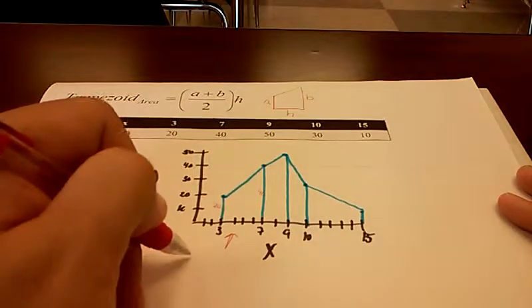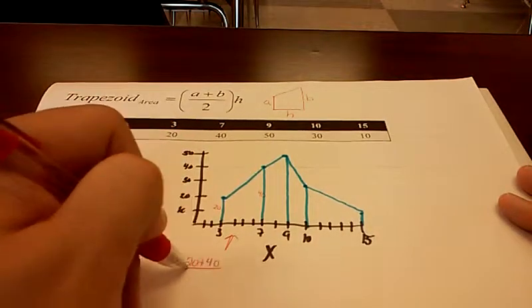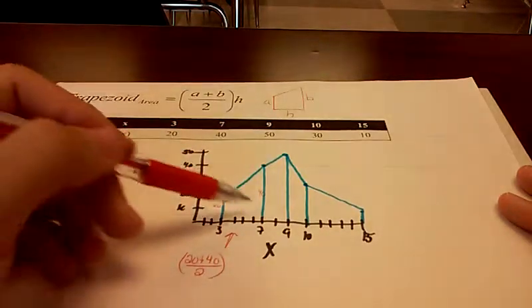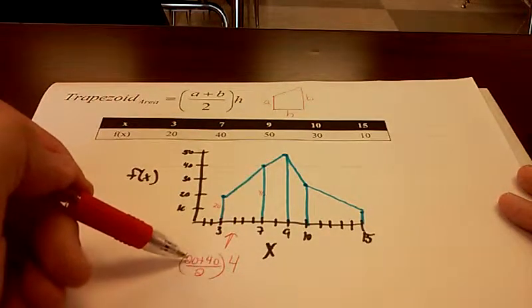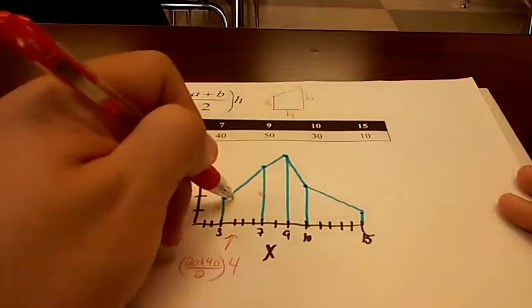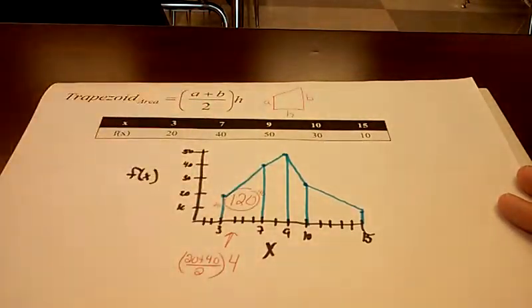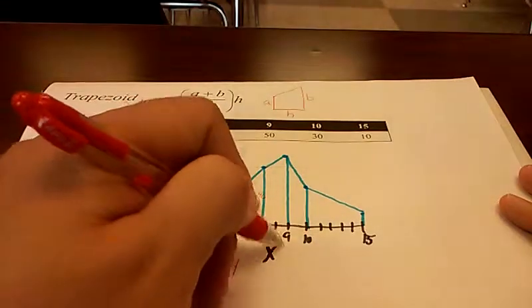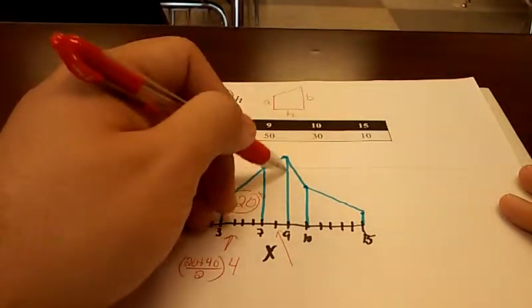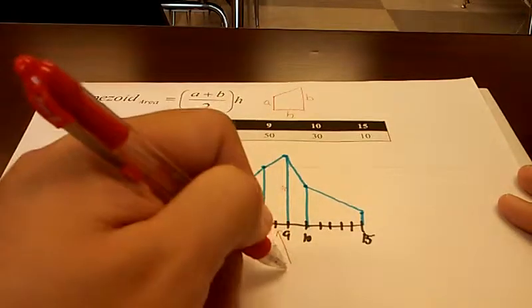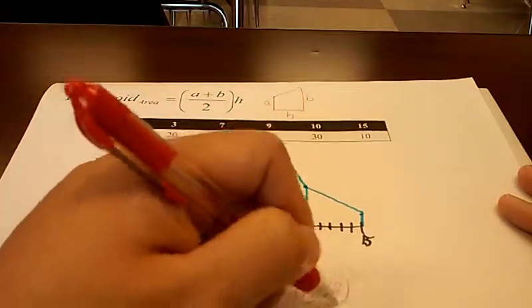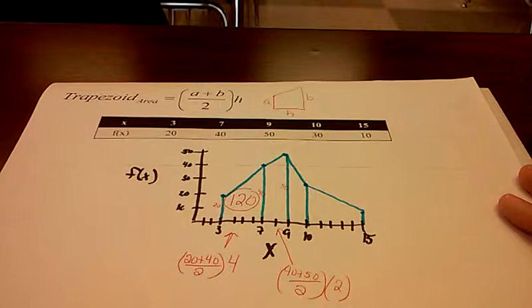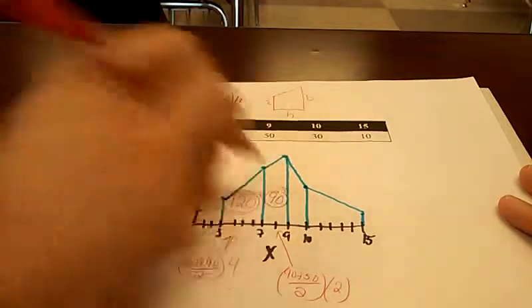For the first one, I'm going to have 20 plus 40 divided by 2, times the width, which in this case is 4. So 40 plus 20 is 60, divided by 2 is 30, times 4 gives me 120 for the area of that trapezoid. For this one, my height here is still 40 and my height here is 50, so I'm going to have 40 plus 50 divided by 2 times my width, which in this case is 2. So 40 plus 50 is 90, divided by 2 is 45, times 2 is 90 again. So this trapezoid is 90.